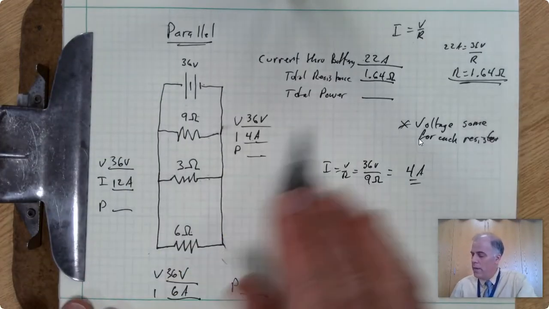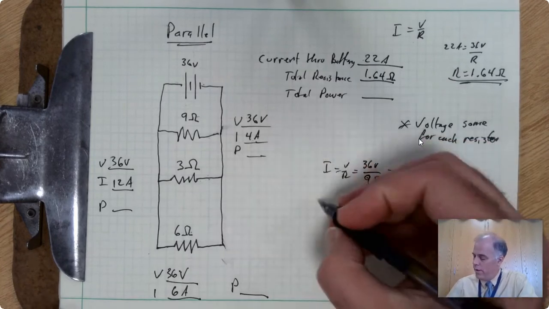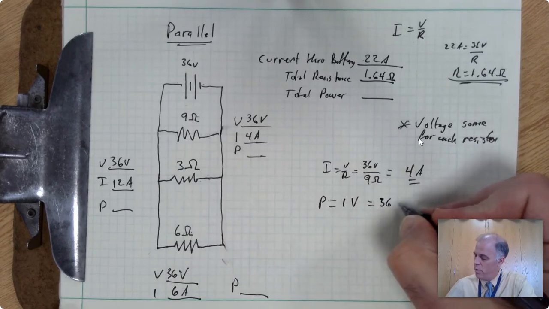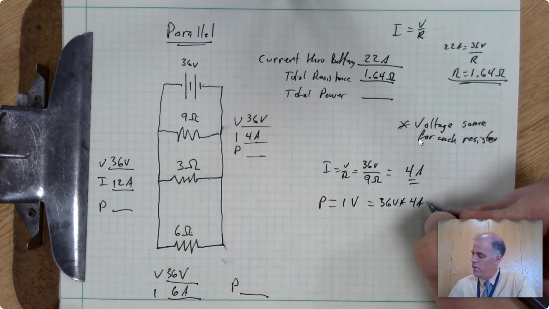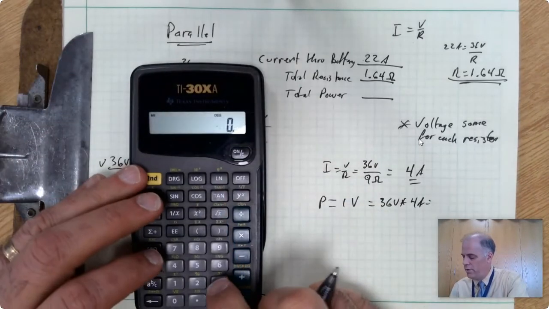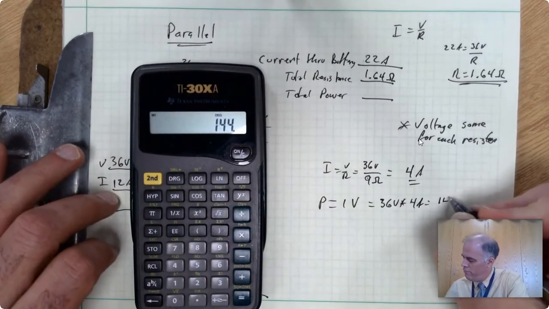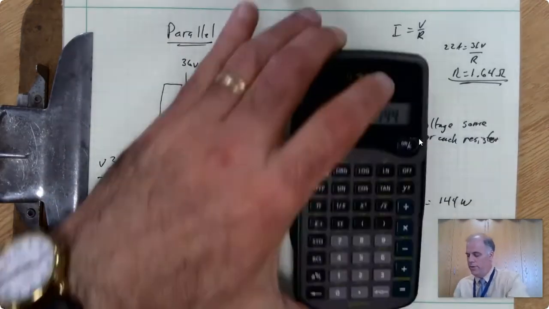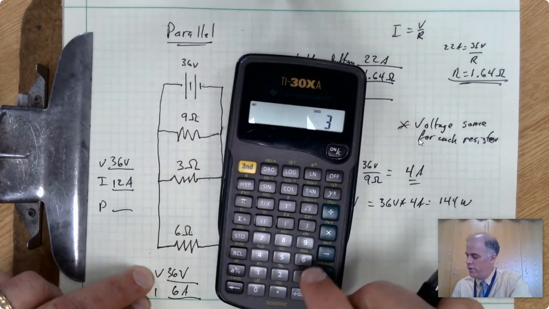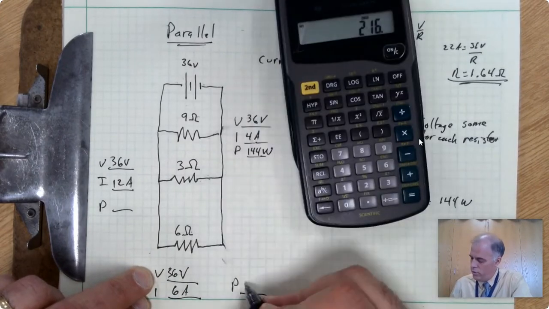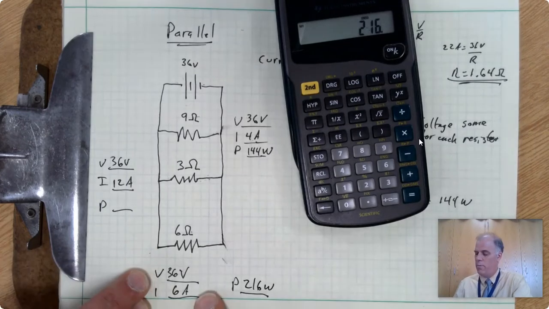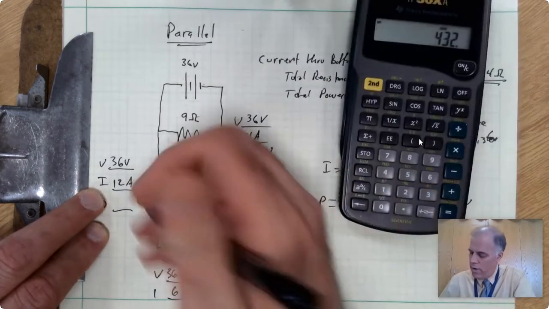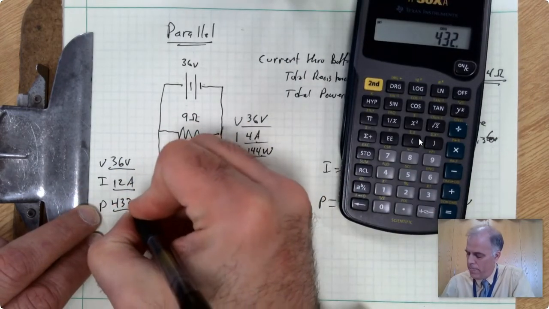Okay, now power. Same as before. Power is current times voltage. So for this one, it's going to be 36 volts times 4 amps. I don't want to mess this one up. So 36 times 4 equals 144 watts. That's 144 watts. This one is 36 times 6. 36 times 6 equals 216 watts for the bottom one. And then finally, 36 times 12 amps is equal to 432 watts.